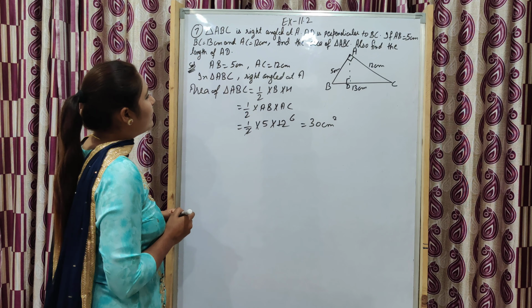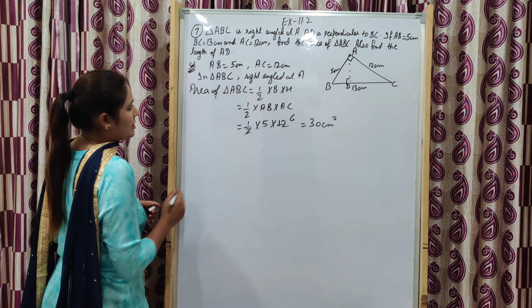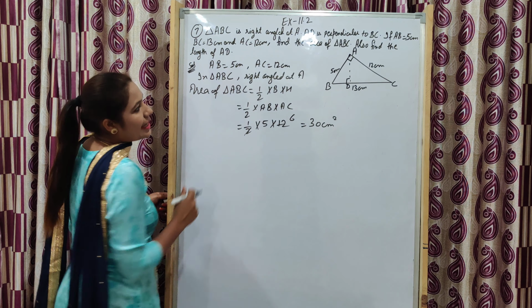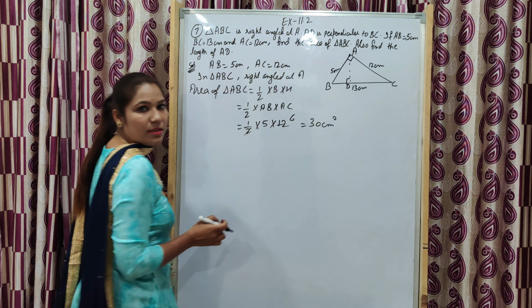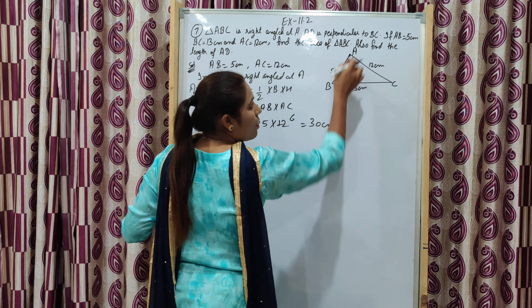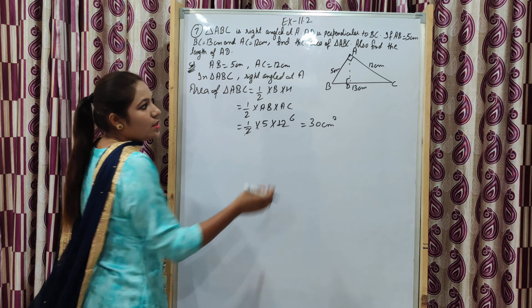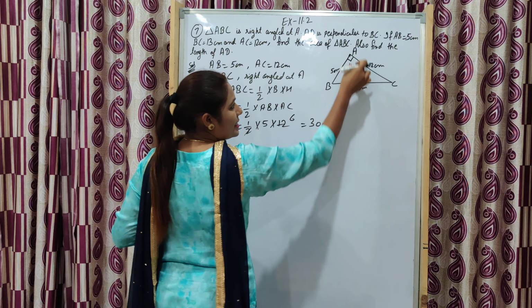So our first part we have done. Area of ABC is 30 centimeters square. Now second part is length of AD. We have to find length of AD. If height is AD, then base is BC, because height is on base. So base is BC and height is AD.